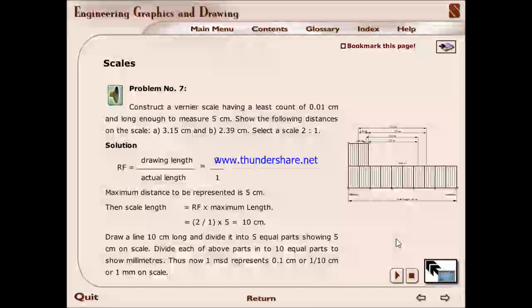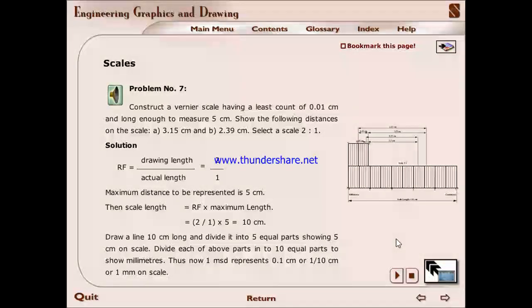Problem number 7. Construct a vernier scale having a least count of 0.01 centimeters and long enough to measure 5 centimeters. Show the following distances on the scale: A, 3.15 centimeters, and B, 2.39 centimeters. Select the scale of 2:1. Solution.